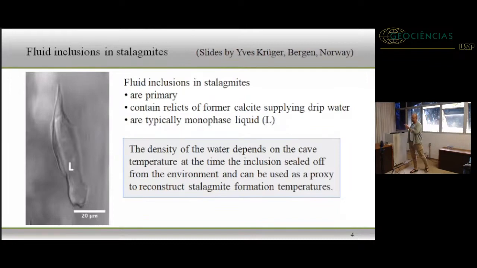But in this particular case, we like the drip water in this shape because we can do microthermometry if we do it right, and we can get the cave temperatures. So they are typically monophase, and that's where our problem is. We don't have a gas bubble.